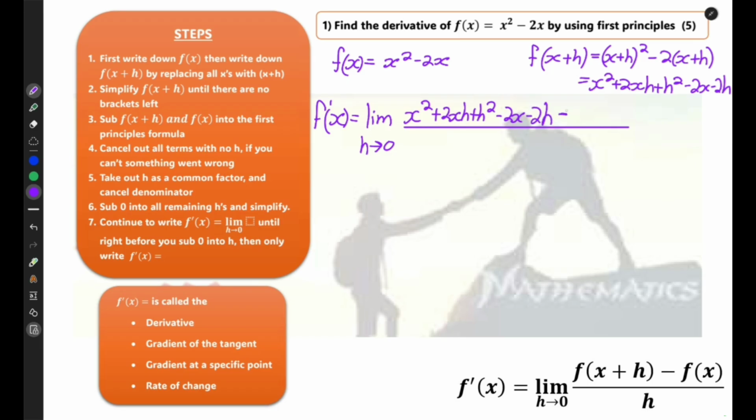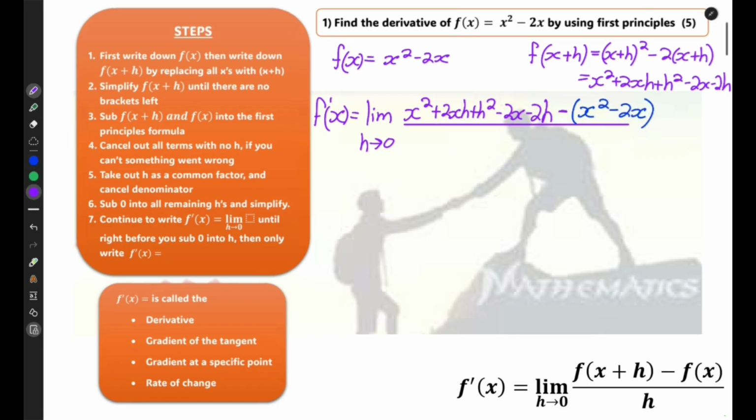And now I can subtract the original. Let me just do it in another color. So this would be x squared minus 2x. Okay, so as you can see in the steps, I now need to simplify this, and everything that does not have an h will cancel out. So that's step 4 now.